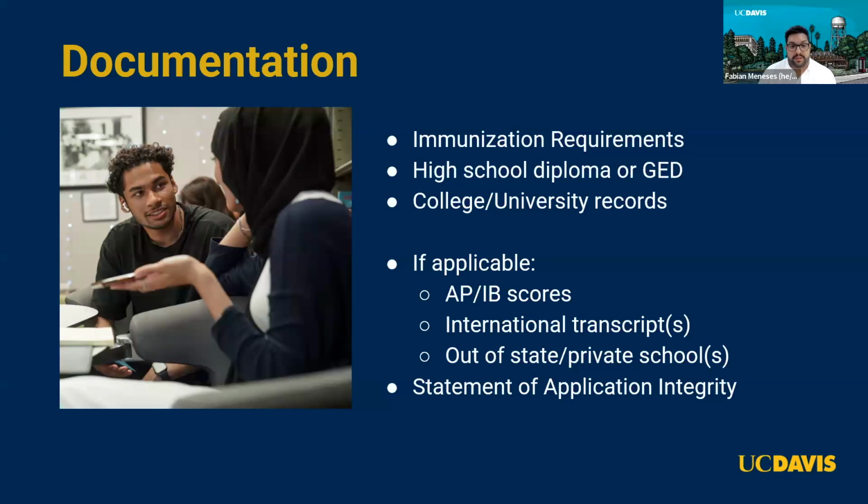Lastly, the UC expects all applicants to complete their own application material and ensure all information in the application is complete, accurate, and truthful. So in order to submit your application, we will have folks sign the statement of application integrity. So we'll drop a couple more links later, so I could show you all what that looks like.